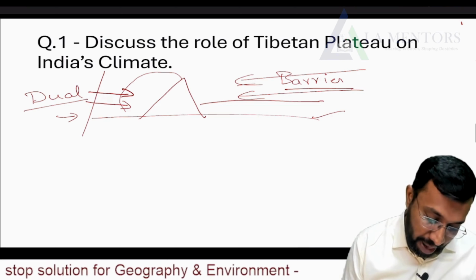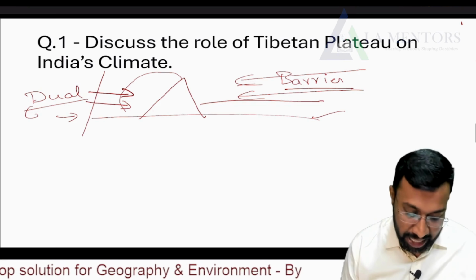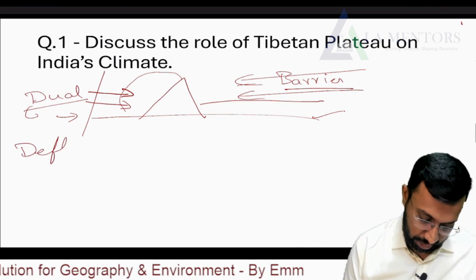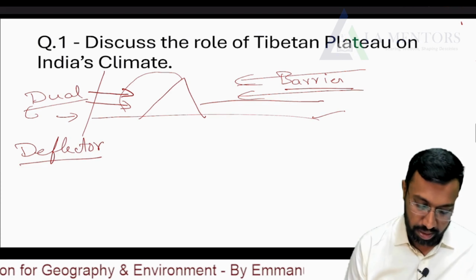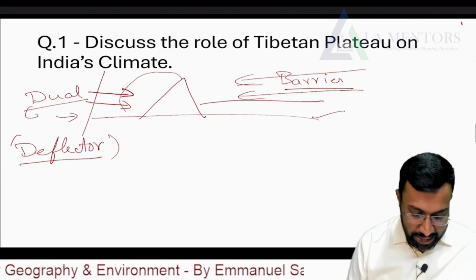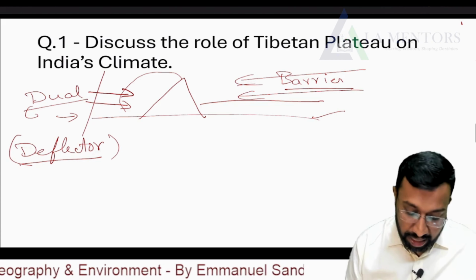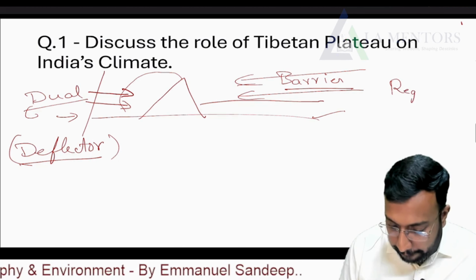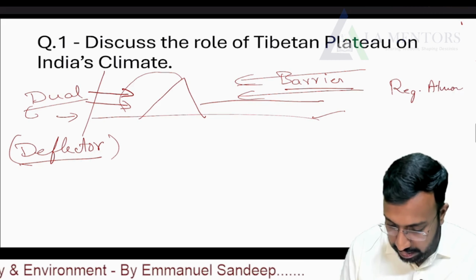And the other role, apart from this role as a barrier, is that it is also acting as a deflector. That's what I told you, right? One is barrier, the other one is deflector. If I want to understand this deflector, let's get into the next part of your answer, that is regional atmospheric circulation.